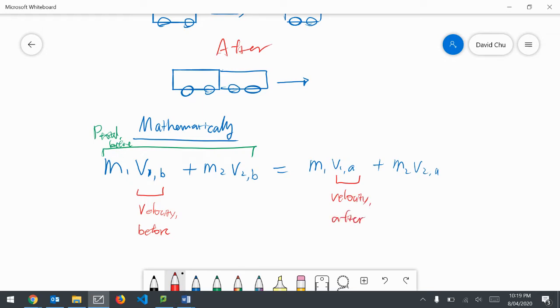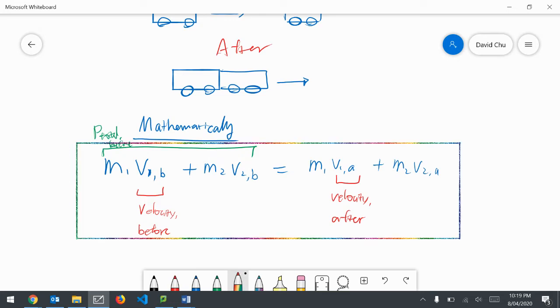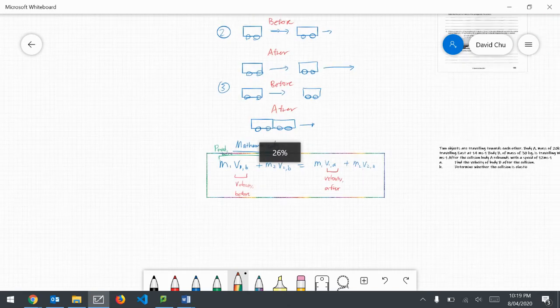Let's look at this a little bit closer together. The momentum of body A or body 1 plus the momentum of body 2 before equals the momentum of body 1 and body 2 afterwards. As long as we can assume momentum is conserved, this is always going to be true. To explore this, we're going to go through 3 examples, and I won't tell you which case; we need to work it out ourselves.